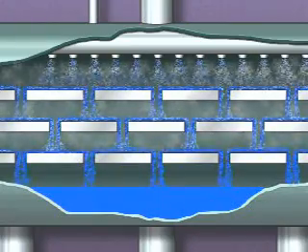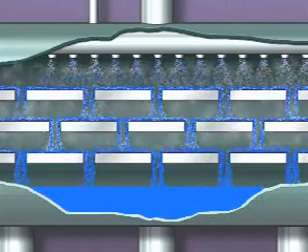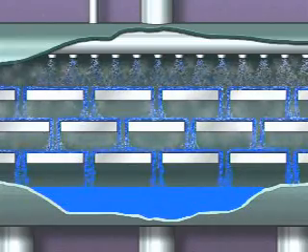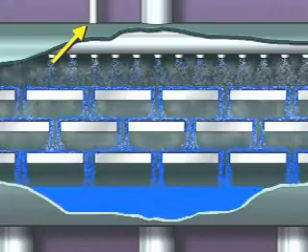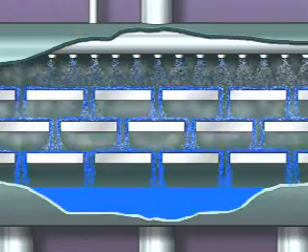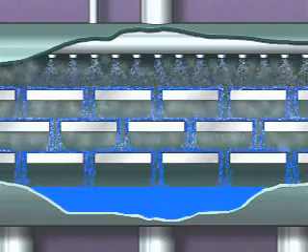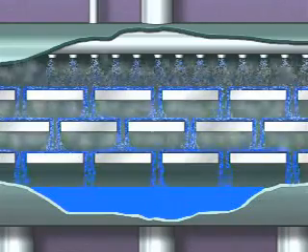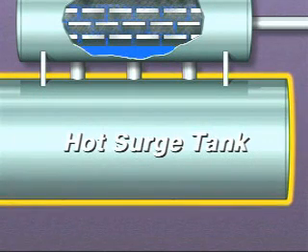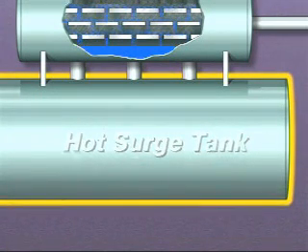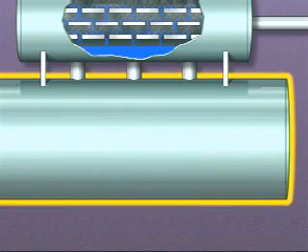Air and non-condensable gases that are removed from the condensate flow out of the deaerator through a vent. The vent may vent directly to the atmosphere, or it may connect to the main condenser or to a vent condenser. The hot surge tank, which may also be called a feed water storage tank or a deaerator storage tank, receives the condensate from the bottom of the deaerator.